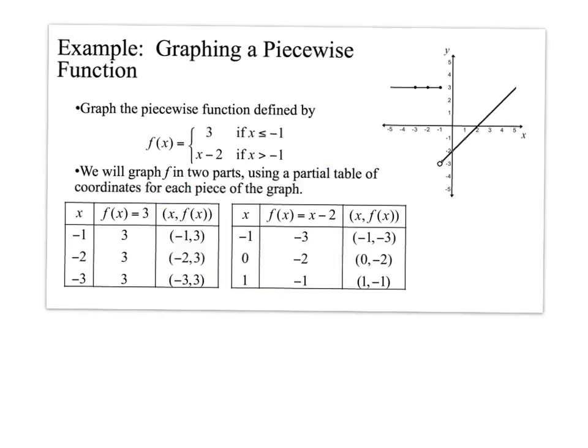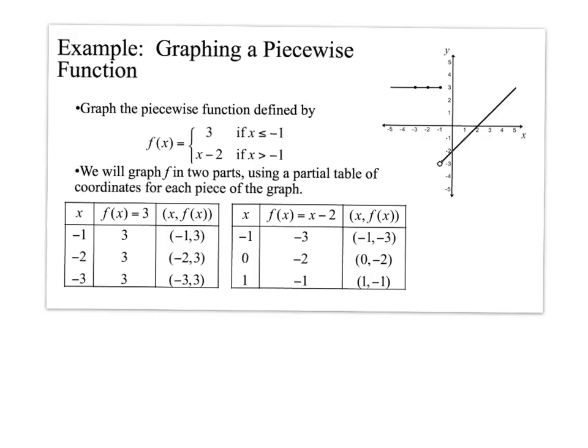And the last part of this section is graphing a piecewise function. Given the function, can you graph it? The piecewise function they give you is f of x is equal to 3 when x is less than or equal to -1, and f of x is x minus 2 when x is greater than -1. The first thing you want to do is set up two tables of values. One table describes when x is less than or equal to -1, and the other describes the x values when x is greater than -1.